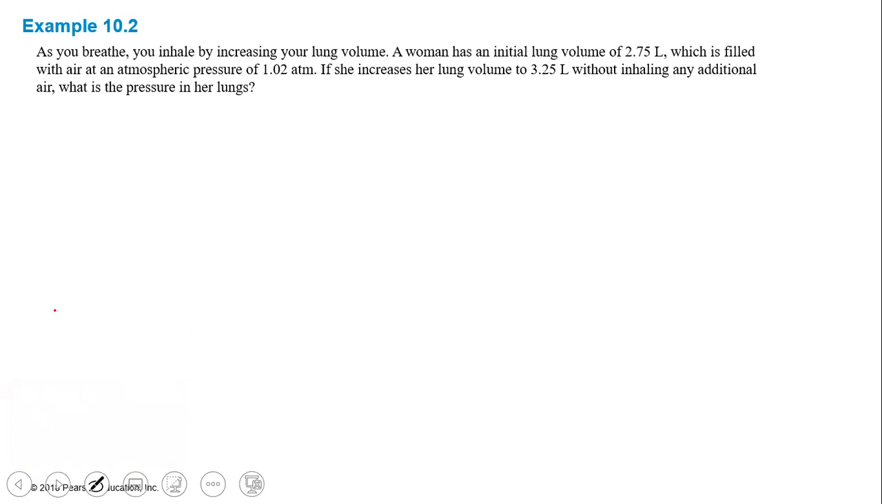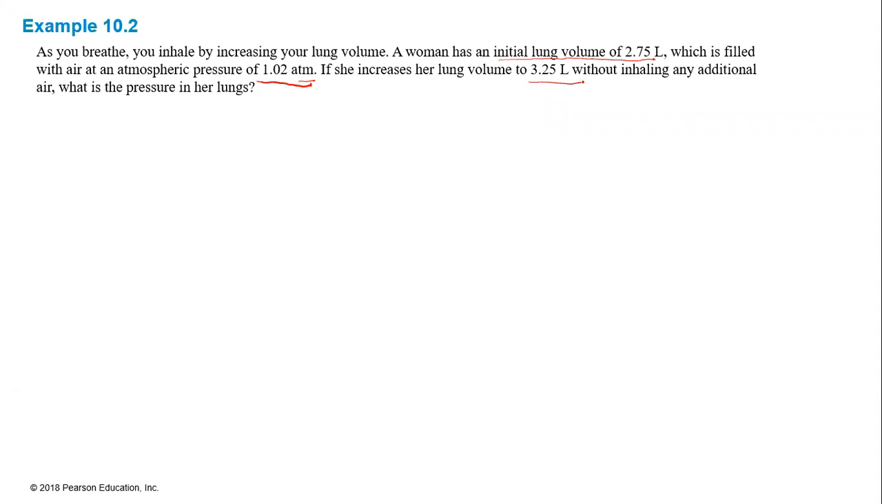All right, so it says a woman has an initial lung volume of 2.75 liters, which is filled with air at atmospheric pressure of 1.02 atmospheres. If she increases her lung volume to 3.25 liters without inhaling any additional air, what is the pressure in her lungs? All right, so the variables we're looking at are pressure and volume.